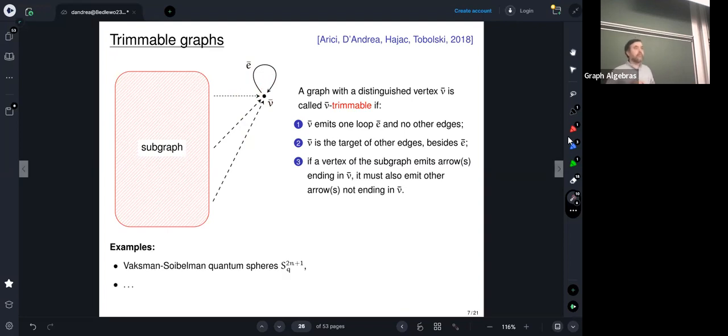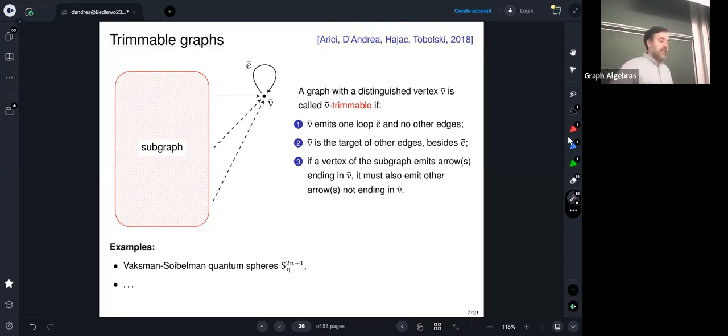Sorry, Francesco. Is there any reason why the subgraph is in the form of a smartphone? I suggest no. It is just a coincidence. And there are several examples besides Waxman-Soibelman quantum spheres, but I'm not going to mention them. You can find them in this paper with Piotr, Mariusz, and Francesco.